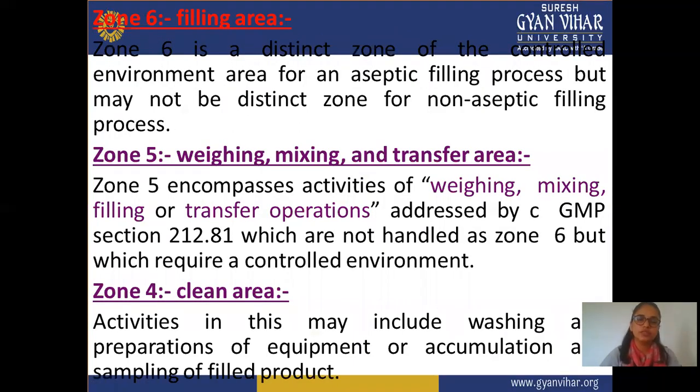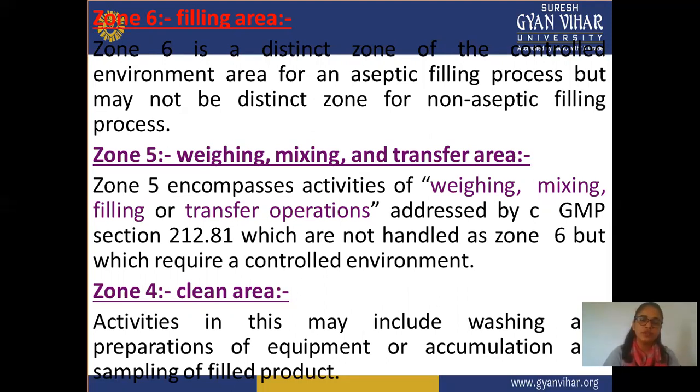Next, zone 6 is the filling area. Zone 6 is a distinct zone of the controlled environmental area for the aseptic filling process, but may not be a distinct zone for the non-aseptic filling process. Means you can say that it is one of the environmental zone parameters. In this, the aseptic filling process takes place, but you don't say that a proper aseptic condition is maintained. A non-aseptic filling process may also take place in zone 6, in the filling area.